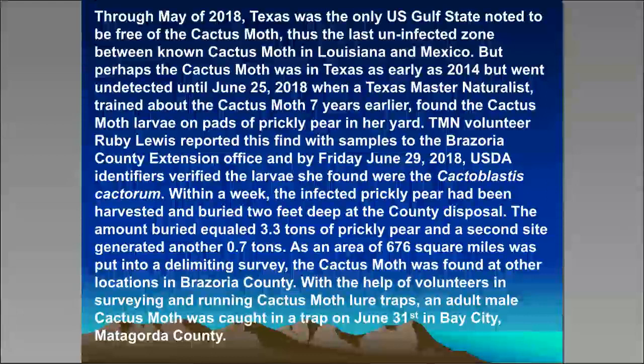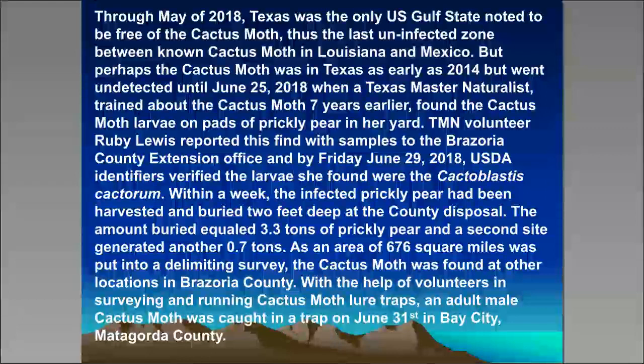Texas master naturalist volunteer Ruby Lewis reported this and sent samples to the Brazoria County Extension Office, to the horticulture extension agent, and by Friday we had a confirmation that the first cactus moth had been found in the state of Texas. And so within a week, the infected prickly pear had been harvested and buried 2 feet deep at the county disposal, and the amount buried out of her yard equaled 3.3 tons of prickly pear, and took a dump truck to carry it all off, bagged in a kind of plastic bag that the larvae would not be able to eat through. And a second site generated 7/10 tons.